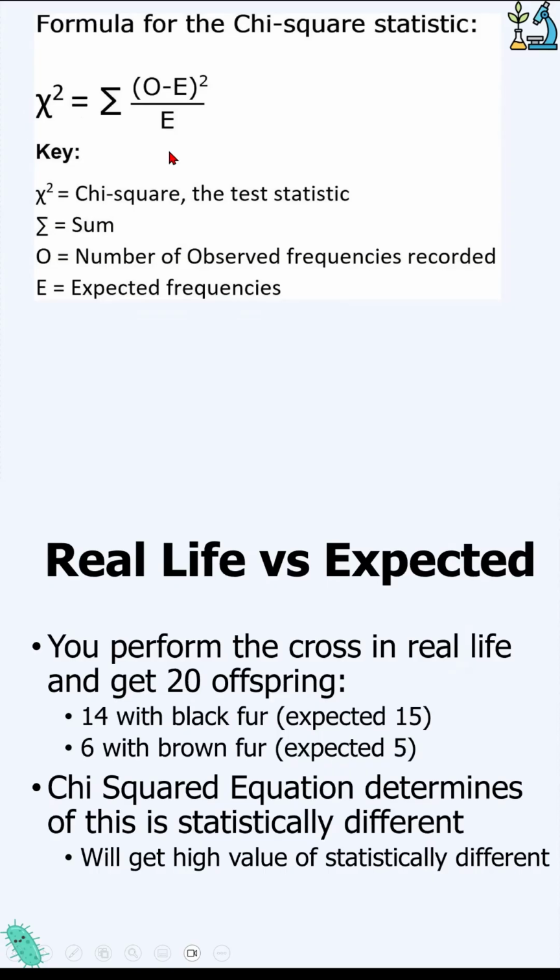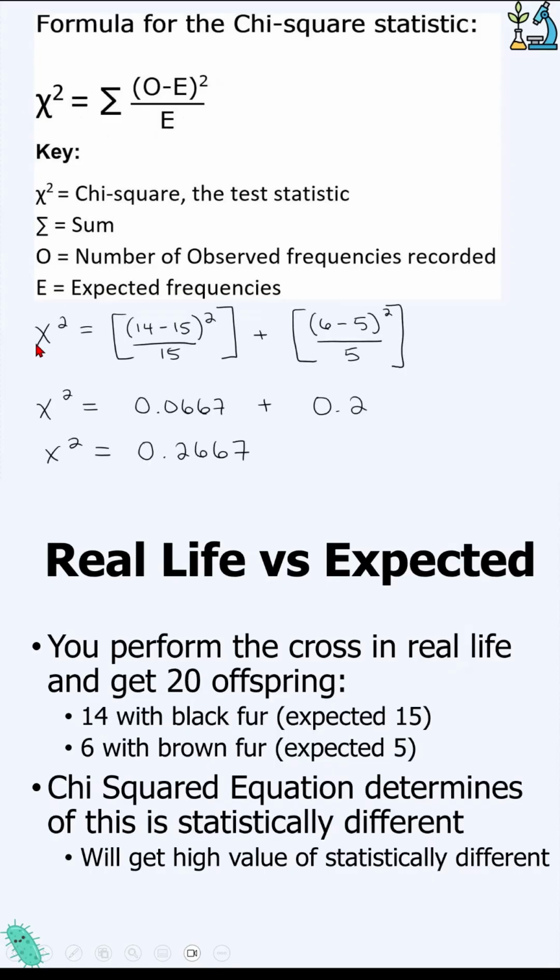And so let's break down this equation. So chi-squared equals the sum of your observed minus expected, squared, over expected for the top part. And then you're going to repeat this for how many observations you have. So we had 14 for black fur and 6 for brown fur. So we're going to do this twice. So basically, this is how you would set it up.